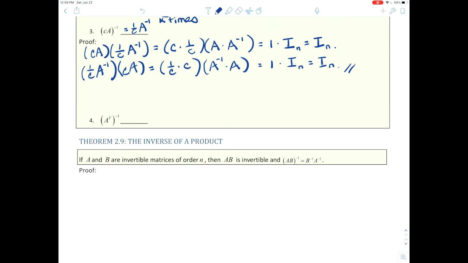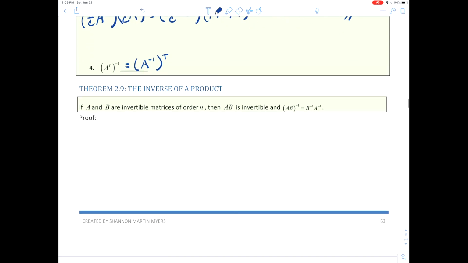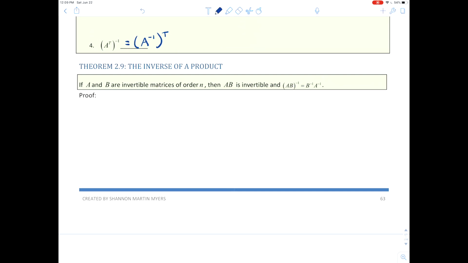Next up, we've got A transpose inverse. It turns out that's equal to A inverse transpose. Groovy? All right, theorem 2.9, the inverse of a product. So this is kind of reminiscent of the transpose of a product. They switch, all right? So if A and B are invertible matrices of order n, then AB is invertible, and AB inverse is equal to B inverse times A inverse, okay? So let's look at the proof of that.